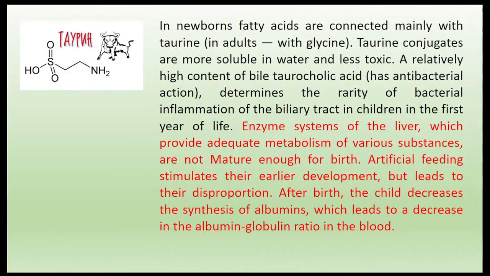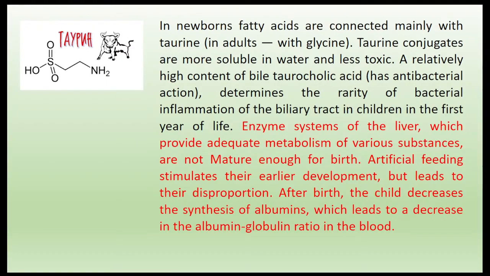In newborns, bile acids are conjugated mainly with taurine. In adults, with glycine. Taurine conjugates are more soluble in water and less toxic. The relatively high content of bile taurocholic acid determines the rarity of bacterial inflammation of the biliary tract in children in the first years of life. Very rare situation.